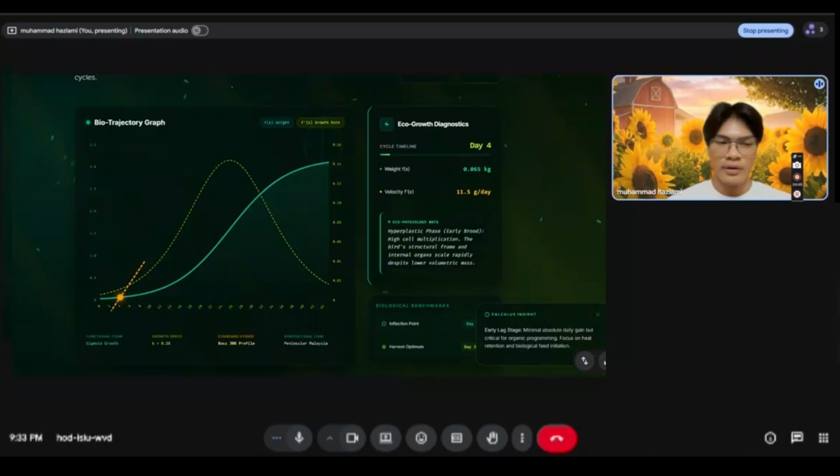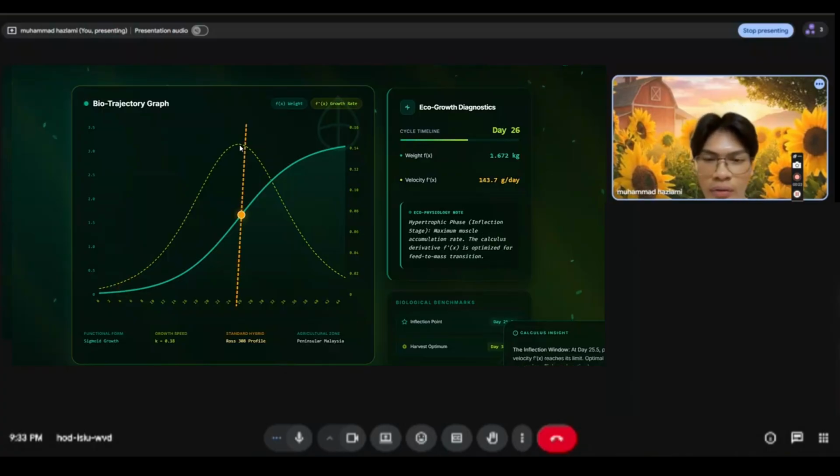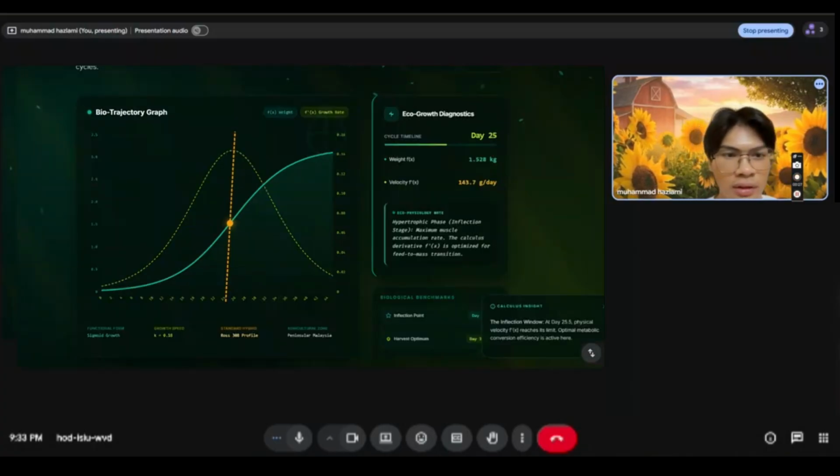So the next point that I'm going to click, as you can see, in this point, it's called the inflection point, where it shows the highest derivative value. As you can see, the tangent line is very stiff, which means the derivative is at its peak, and the chicken is gaining weight at the fastest rate. Here, muscle growth is very active and feed conversion is highly efficient.